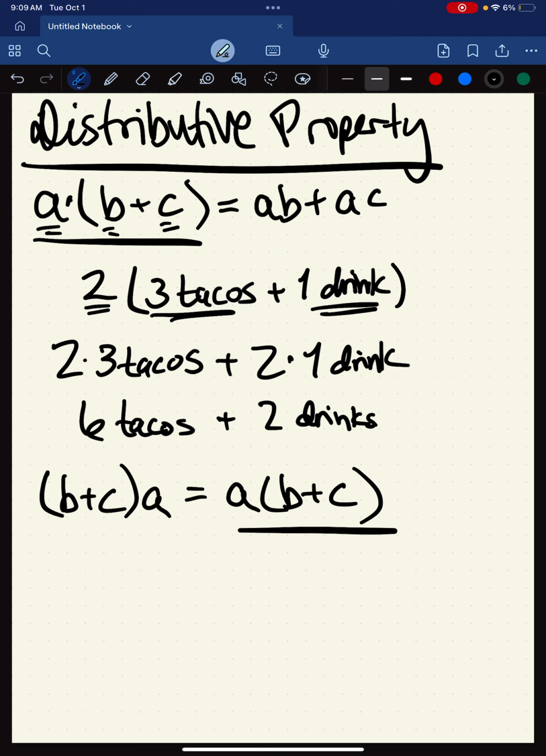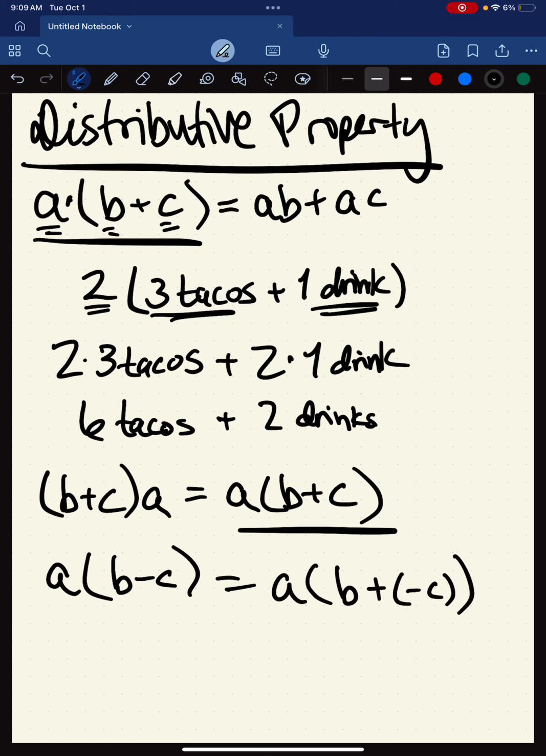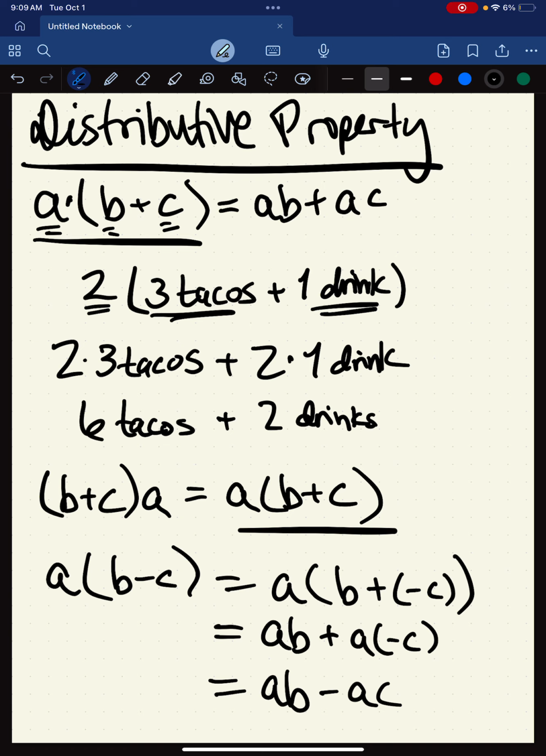Let's say we have a negative in there, so a times (b minus c). Well, remember that minus c is just b plus negative c. And so we can distribute: a times b plus a times negative c, and that's going to be ab minus ac. So a few different ways you may see that, but the same underlying property.